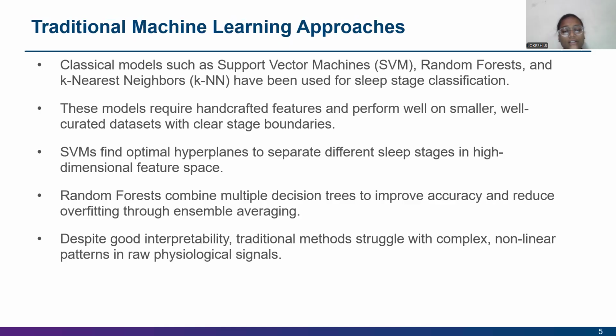Despite good interpretability, traditional methods struggle with complex nonlinear patterns in raw physiological signals. These are the traditional machine learning approaches. These models require handcrafted features and perform well on smaller datasets. SVMs find optimal hyperplanes used to separate the different sleep stages in high dimensional feature spaces. Random forest combines multiple decision trees to improve accuracy. Despite good interpretability, traditional methods struggle with complex patterns in raw physiological signals.